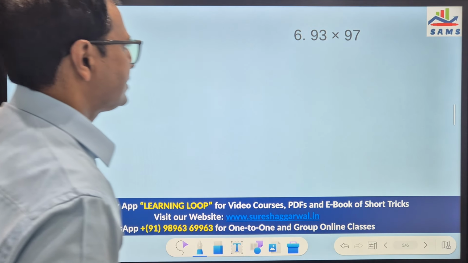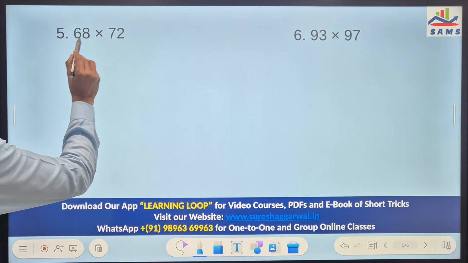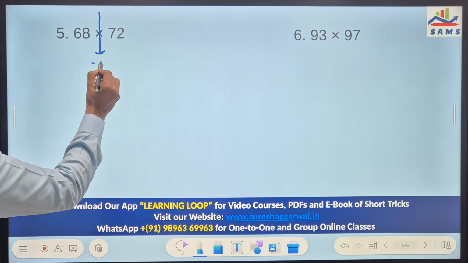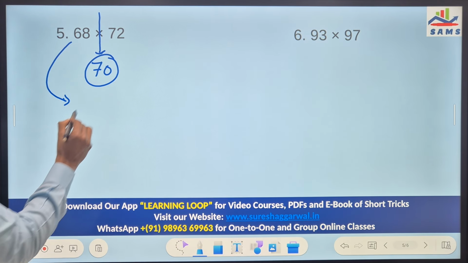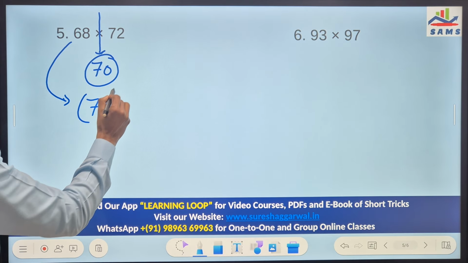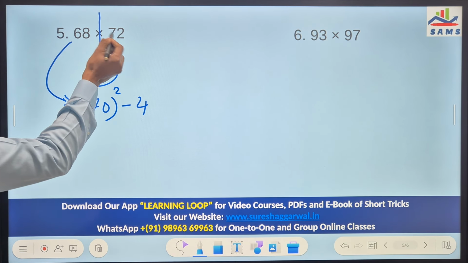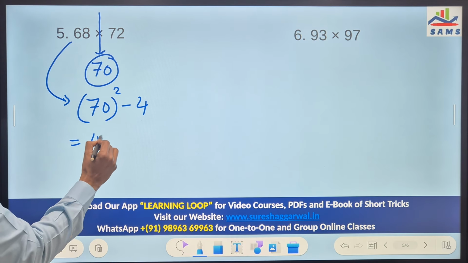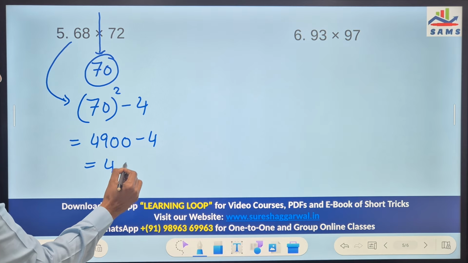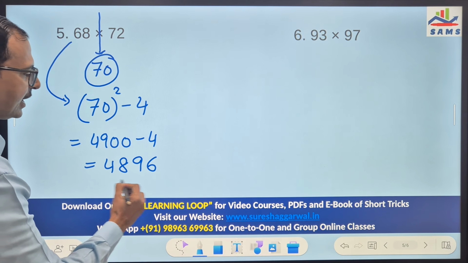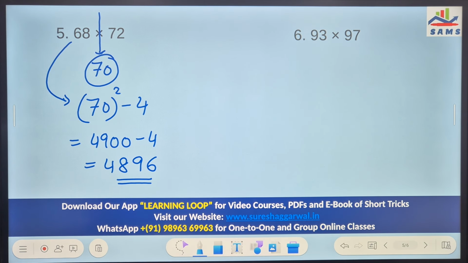Let's take some more questions. 68 and 72 are super easy for me because the middle number is 70, which is the base number. So the product will be 70 square minus 4 because the difference is 4. So 70 square is 4900 minus 4 gives 4896 as the product of these two numbers.